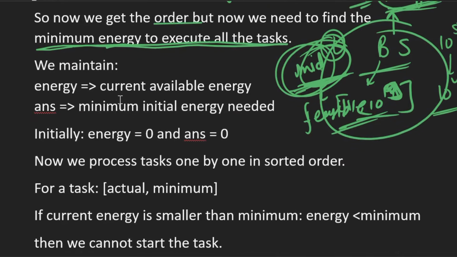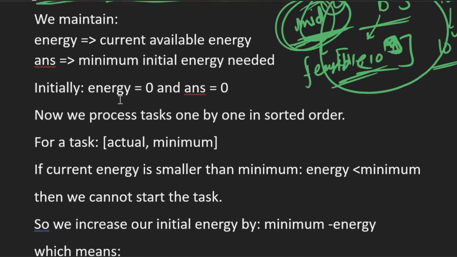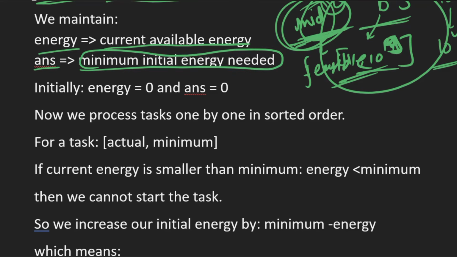The other method that we can opt for is this: we have taken two variables, energy, which will store the current available energy with us, and answer, which stores the minimum initial energy that we need. Initially we have declared both as 0, and then we'll process each task one by one in the sorted order, right?